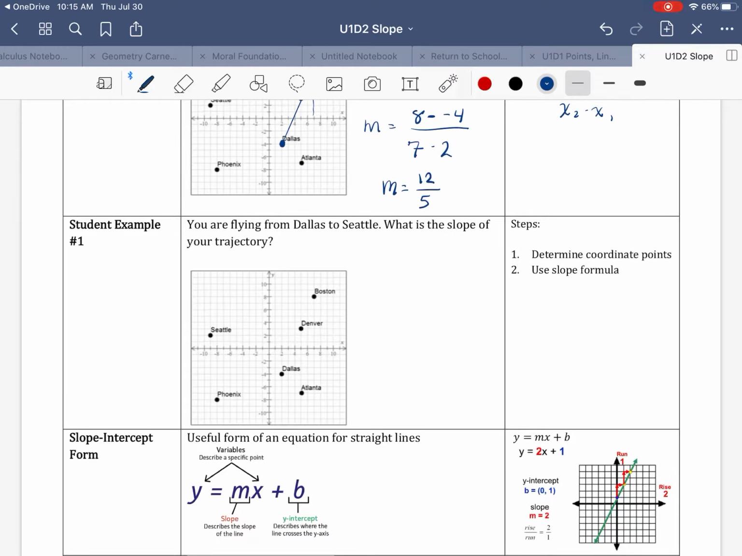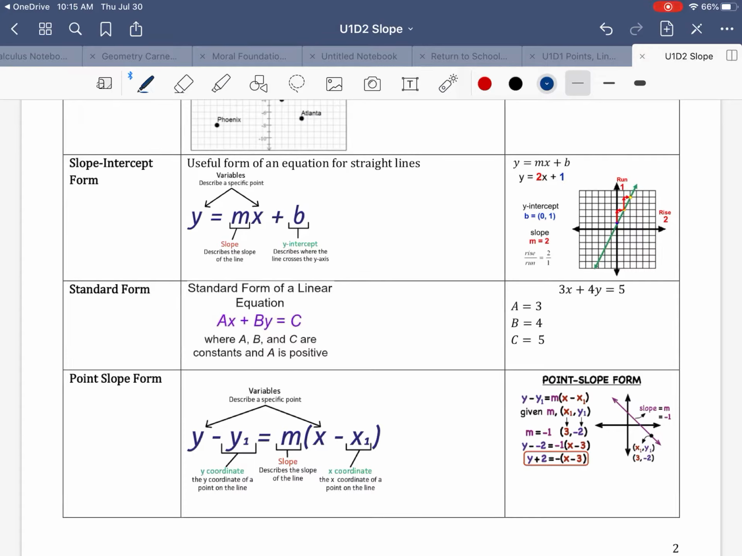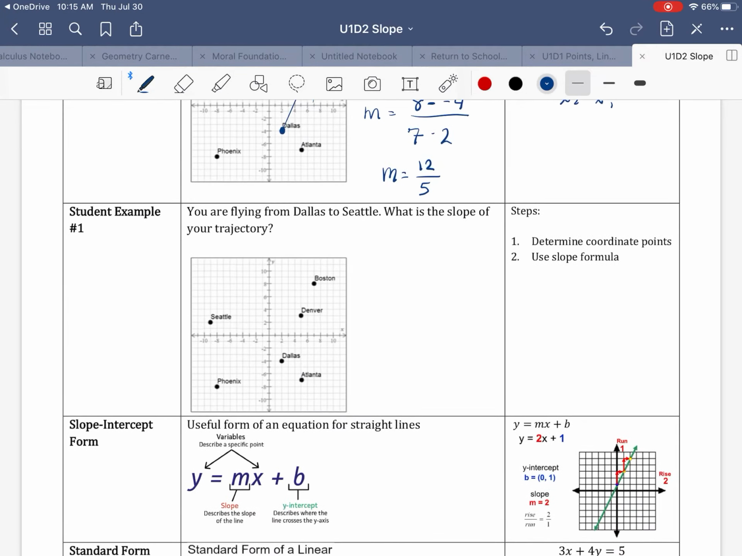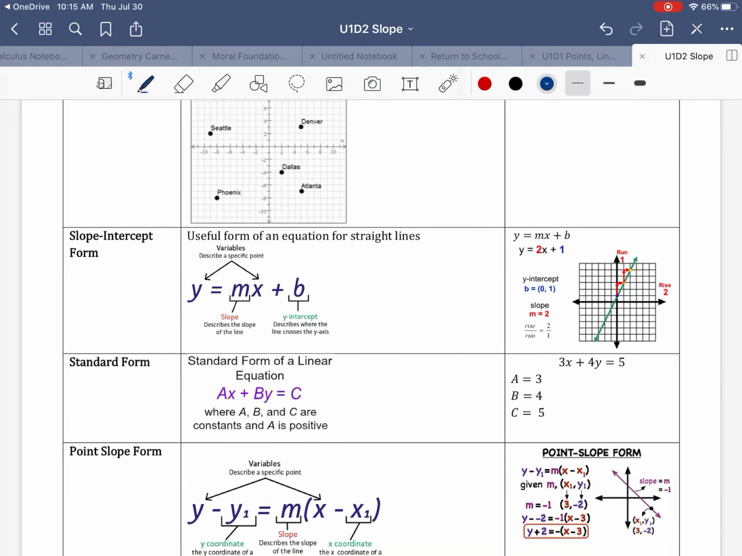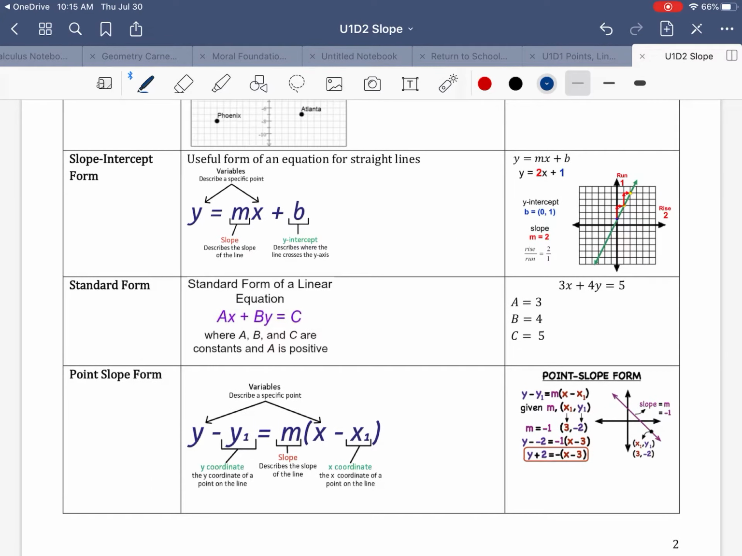Now I want to introduce 3 common forms that you'll see equations written in when we're talking about linear functions, straight lines. The first one is probably the one that you're most familiar with. It's called slope-intercept form, or y equals mx plus b. When we look at y equals mx plus b, the m represents the slope, right? It's the same m that we solved for in our example number 1. And this b represents the y-intercept.